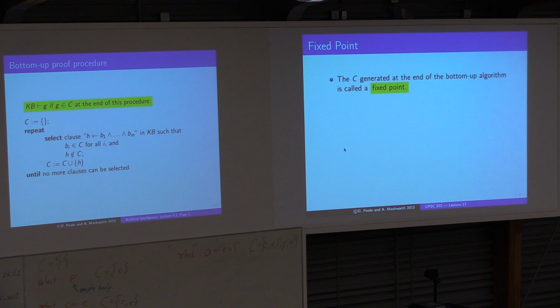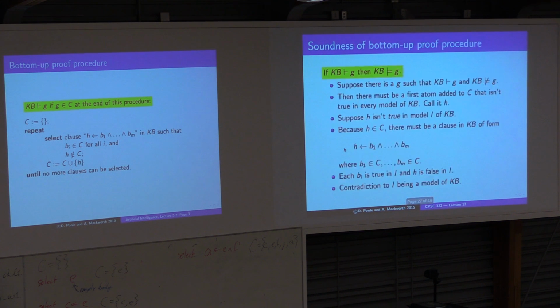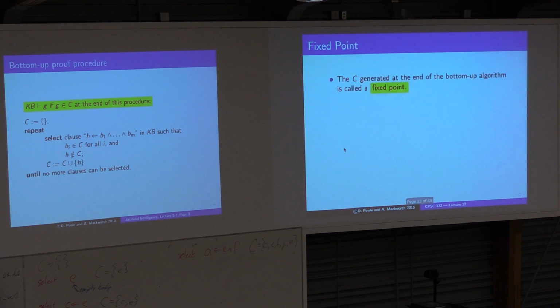All right, so what we're going to do is the other way around now. That was soundness, basically an argument that says whenever we prove anything, it's a logical consequence. And now we're going to do the other way around. So the C generated at the end of this algorithm, once we've looped down here, is actually called a fixed point. It's called a fixed point because we can't add anything into it as we go around this loop again. So we've stopped adding things into it.